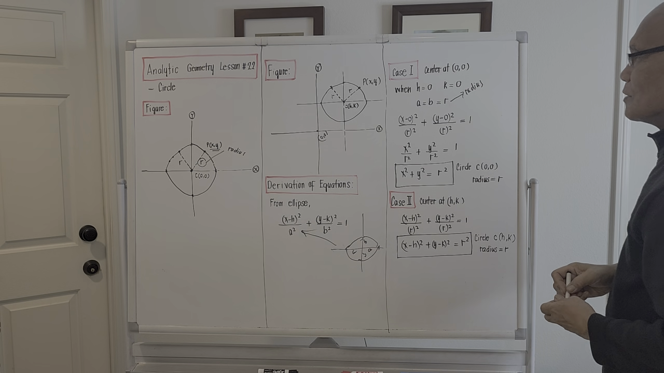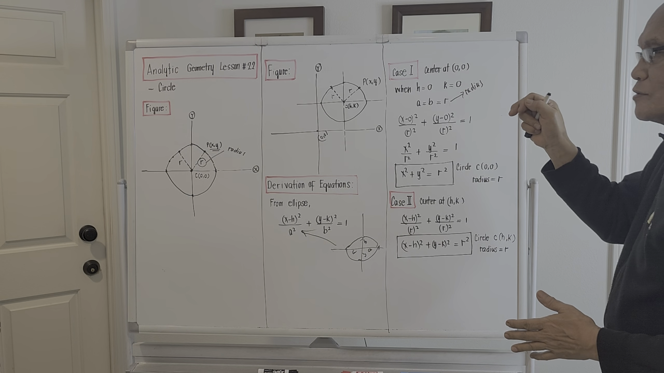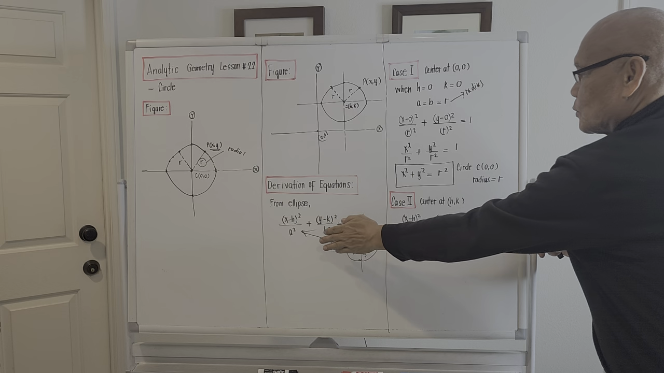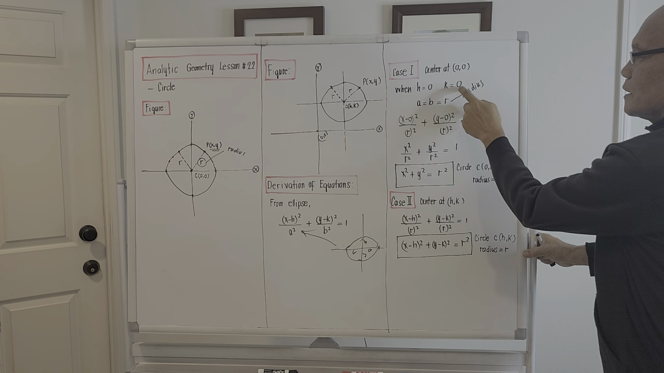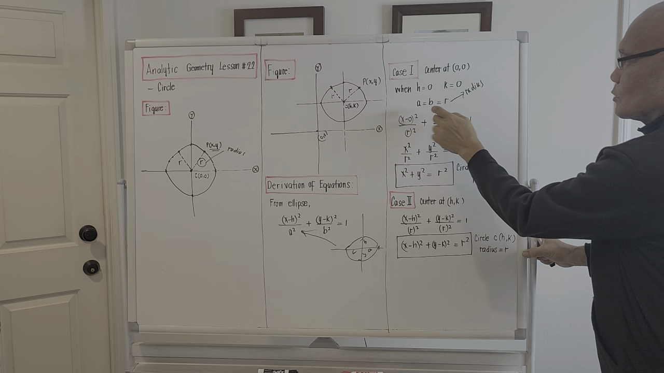So to derive equation number 1, if the center of the circle is at 0, 0, we will be using this equation here, substituting the values h equal to 0, k equal to 0, a equal to b equal to r.